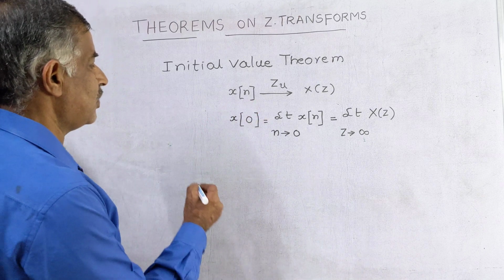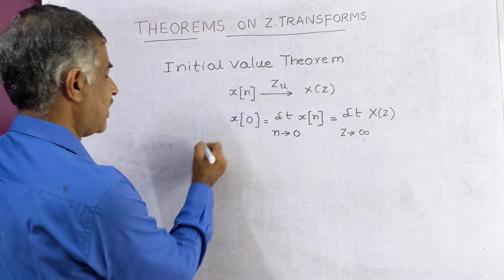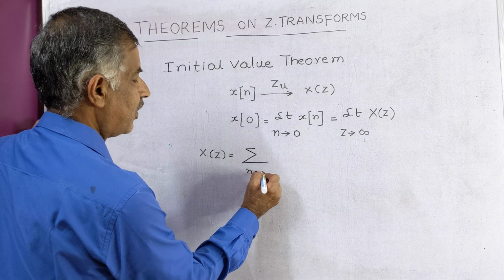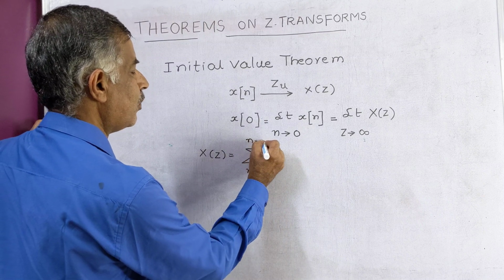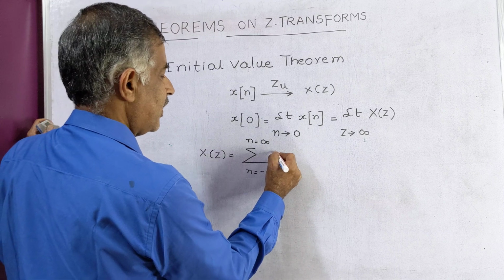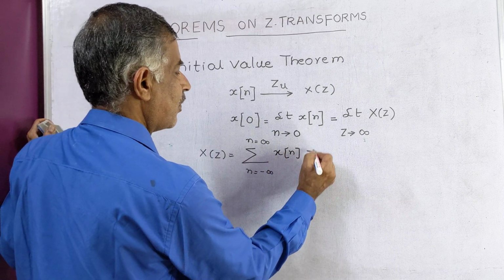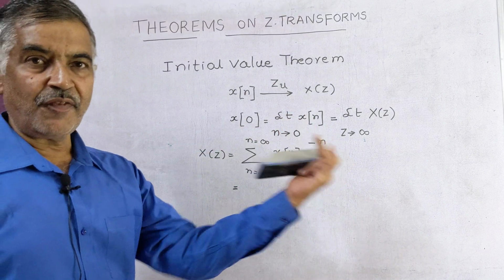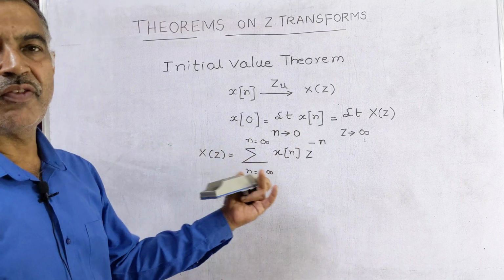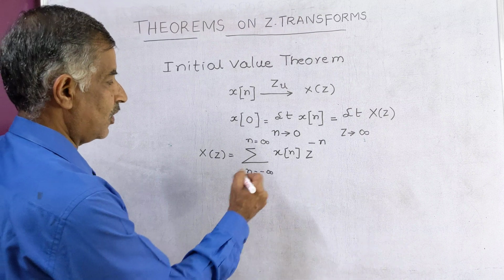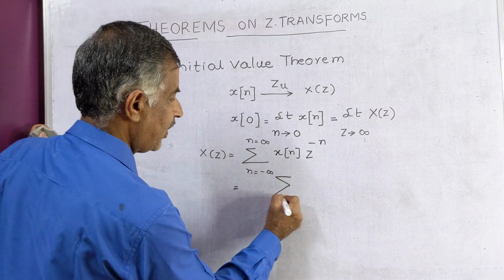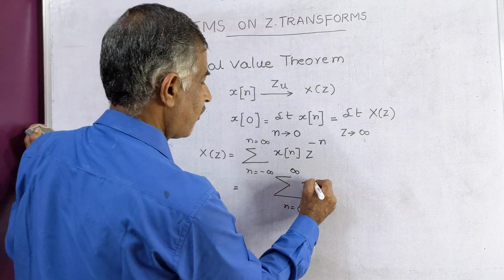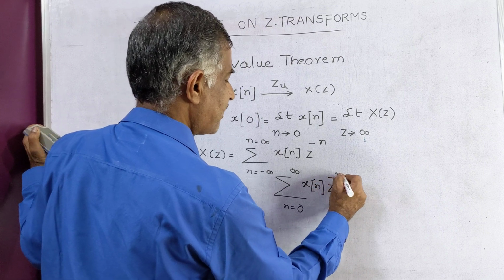Now I will prove this initial value theorem. First, what is x of z? X of z is equal to, from the definition of the z transform, summation n equal to minus infinity to plus infinity of x of n z to the power of minus n. Now x of n is a causal signal. That means its left sided values are all zeros, that is for n equal to minus 1, minus 2, minus 3, etc. Therefore, this reduces to summation n equal to 0 to infinity, because it is right sided, of x of n z to the power of minus n.